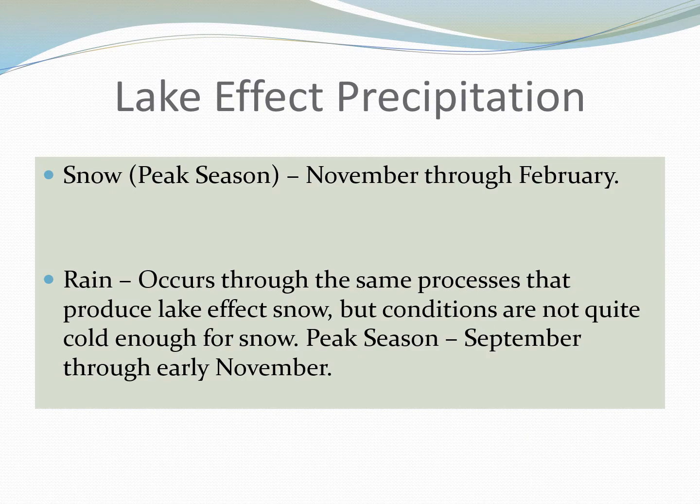Lake effect season runs during the time of year when the Great Lakes are warmer than the surrounding air masses. This would be early fall through mid to late winter. Yes, lake effect does diminish when the lakes freeze over. If, however, there is open water, a very cold air mass in late winter can still generate lake effect precipitation.